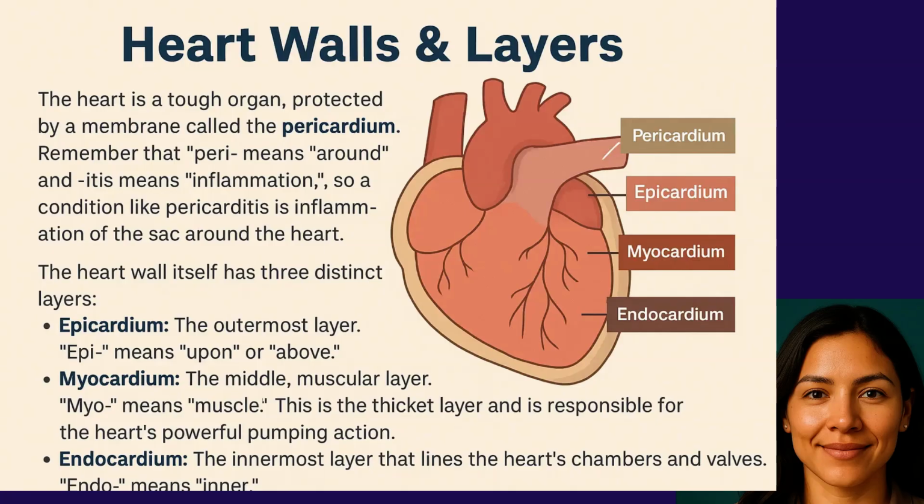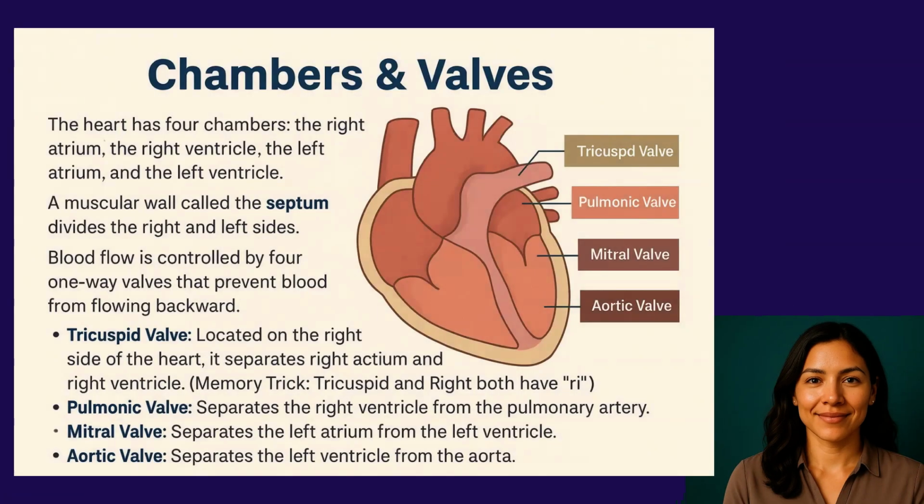Endo means inner. Let's break down this concept step by step, focusing on the most important aspects you need to understand. Chambers and valves. The heart has 4 chambers: the right atrium, the right ventricle, the left atrium, and the left ventricle. A muscular wall called the septum divides the right and left sides. Blood flow is controlled by 4 one-way valves that prevent blood from flowing backward.